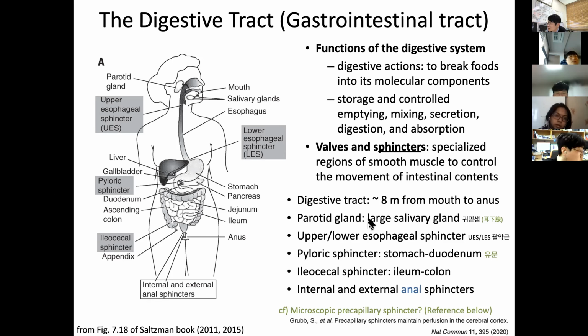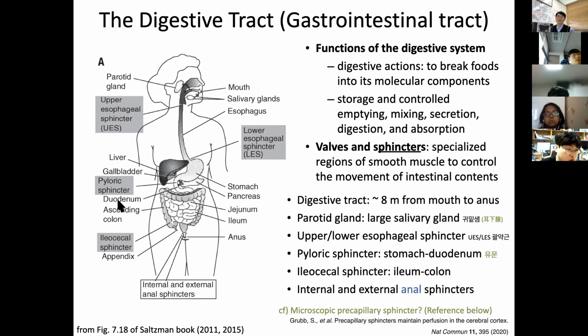So here, for the digestive tract, I put in a number of jargon terms. Hopefully you understand parotid gland, meaning the large salivary gland underneath your ear, and the upper and lower sphincters I already talked about. Pyloric is stomach to duodenum. So in different parts, we have a sphincter: ileocecal, and internal and external.